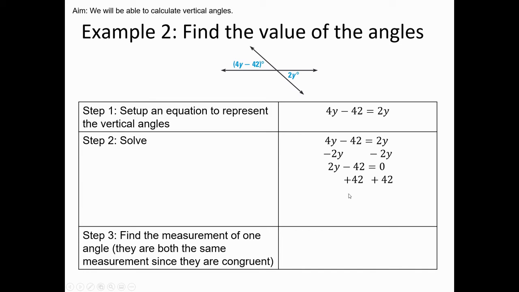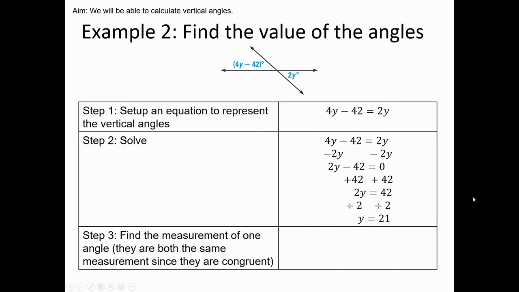That's inverse operations. We practiced that before. So 0 plus 42 is 42. On the left side, it just cancels out. And then to get rid of this 2, the opposite of multiplication, because it's 2 times y, is division. So I'm going to divide by 2. So we got y equals 21.